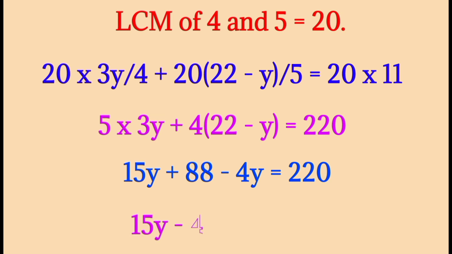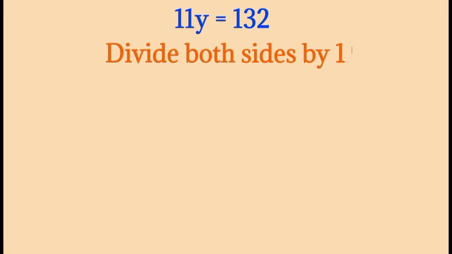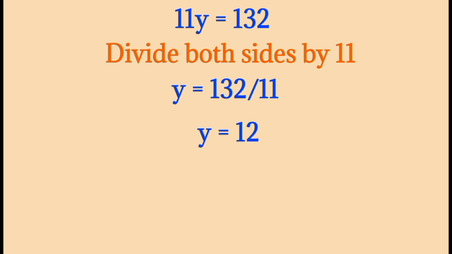The next step is to collect like terms, and that gives us 15y minus 4y equals to 220 minus 88. 15y minus 4y will give us 11y. 220 minus 88 will give us 132. So we have 11y is equals to 132. Next step is to divide both sides by 11. So 11y divided by 11 will give us y. 132 divided by 11, that will give us 12. So we have y is equal to 12.